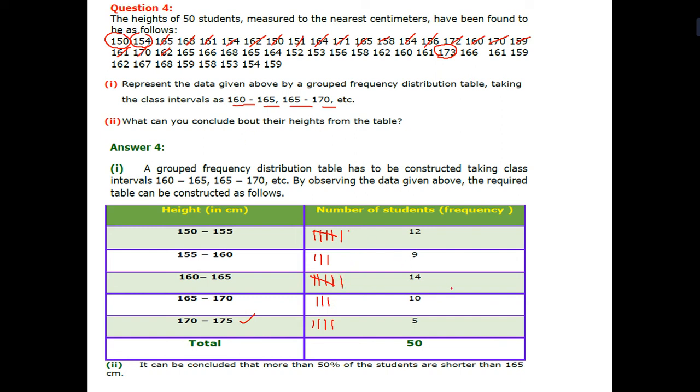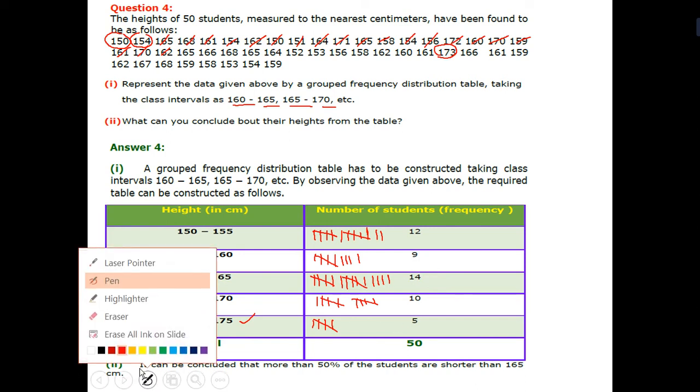So that way if you go, we have to complete up to the 15. So 9 is there, so 5, 1, 2, 3, 4. 12 is there, 1, 2, 3, 4. So 10 plus 12. 14 is there, so 1, 2, 3, 4. So 5 plus 5, 10, 1, 2, 3, 4. That way you have to do. So total is 15. It can be concluded that more than 50% of the students are shorter than 165. 165 से कम लेंथ वाले बच्चे ज़्यादा हैं.